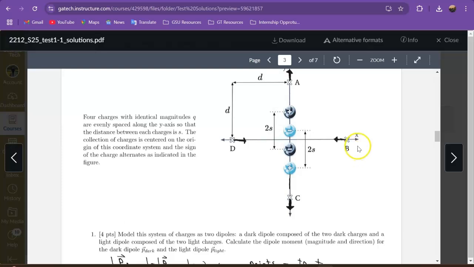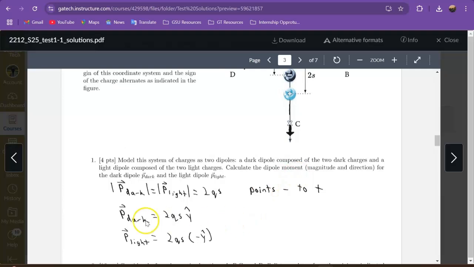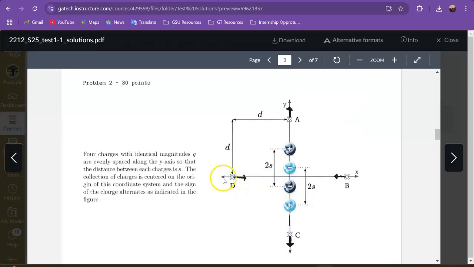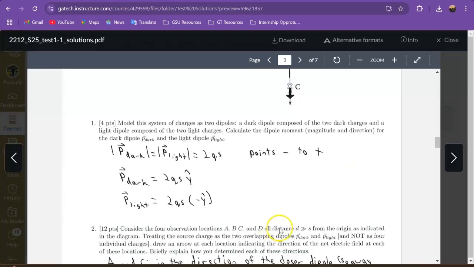So given that information, we have that the dipole moment of the dark and light dipoles are equal in magnitude and opposite in direction. The next question we're asked is to draw arrows at specified observation locations of the direction of the electric field. All distance d much greater than s.